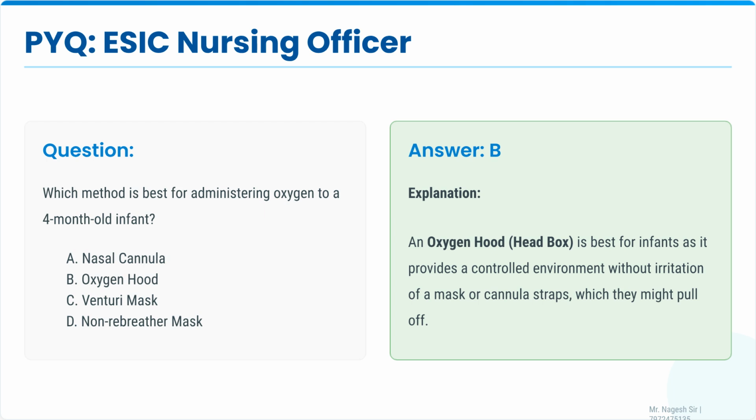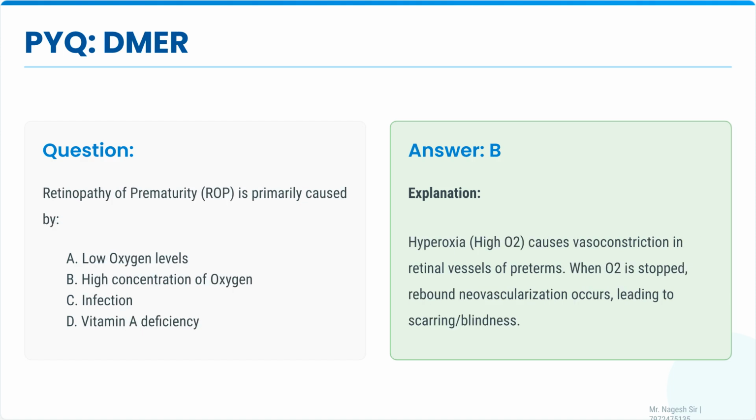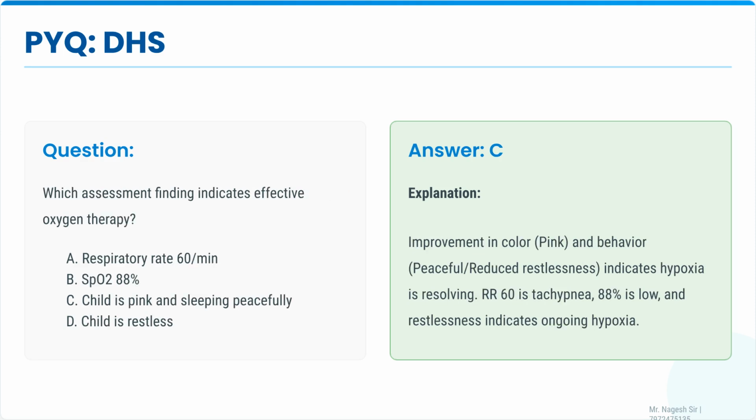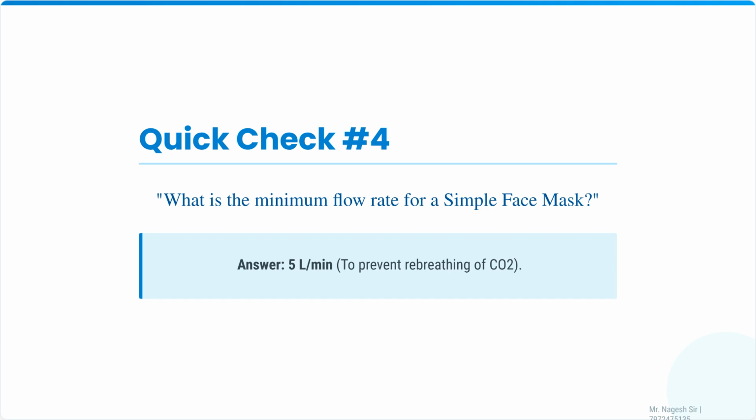For a 4-month-old infant, an oxygen hood is the best method for administering oxygen. Retinopathy of prematurity is primarily caused by a high concentration of oxygen or hyperoxia. Effective oxygen therapy is indicated when the child is pink and sleeping peacefully, showing improvement in color and behavior. The minimum flow rate for a simple face mask is 5 liters per minute to prevent the rebreathing of carbon dioxide.